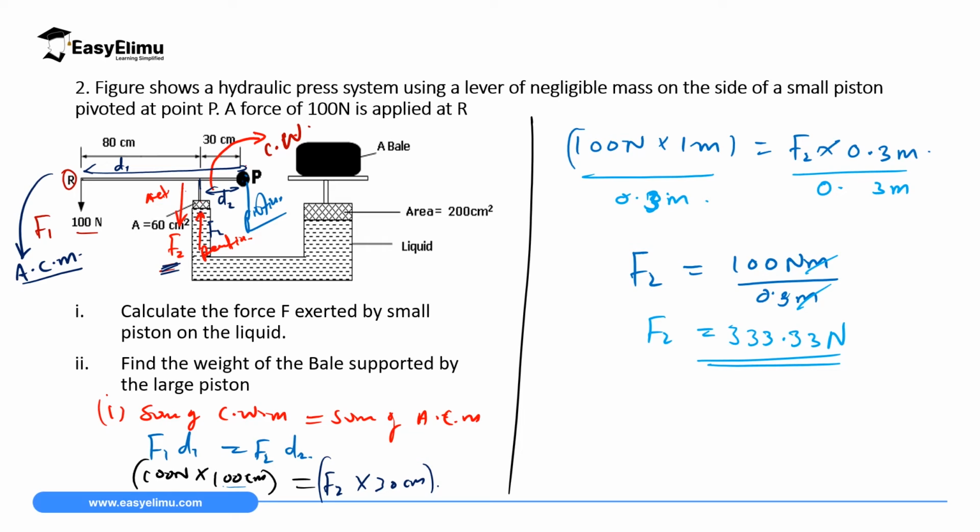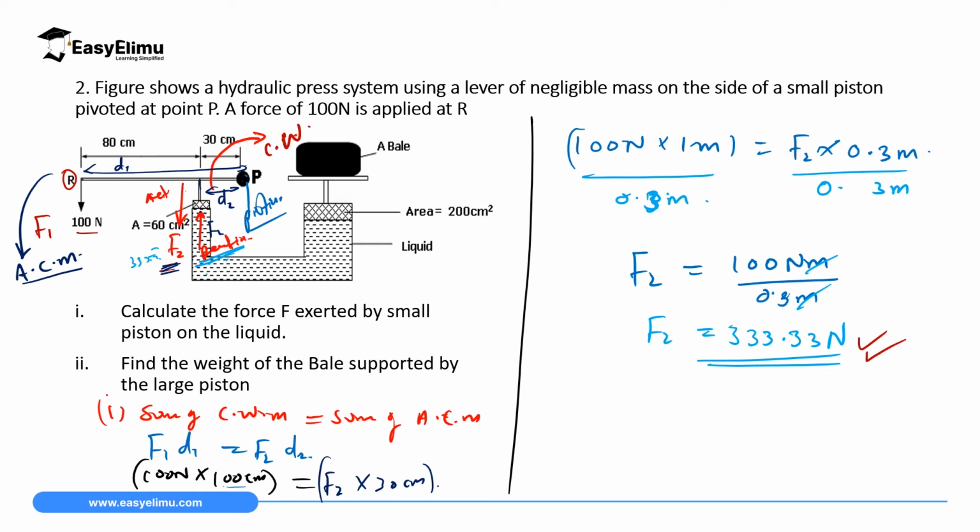So the force which will be caused here as F2 is 333.33, and this force which will be downwards on this fluid, the fluid will exert a reaction which is equal to that, and the reaction is the one now which we have used to find this force here using the principle of moment.